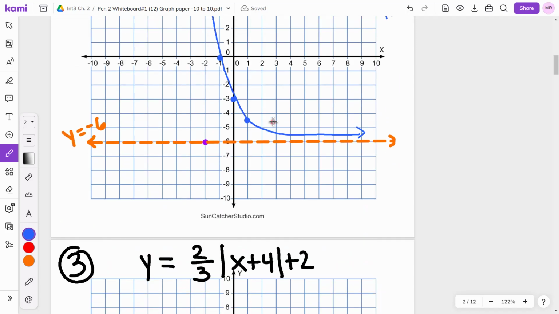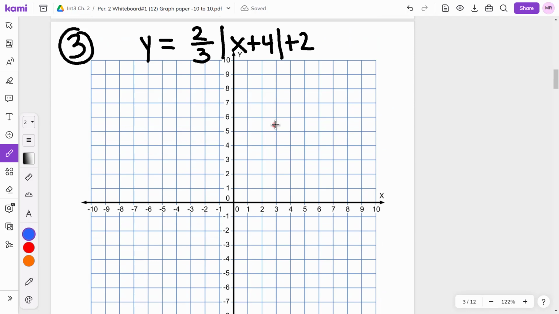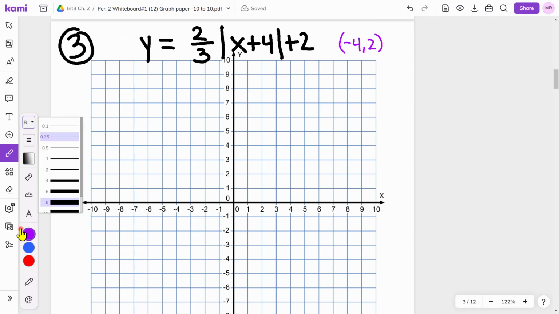Now I'm going to look at number 3. Number 3 is an absolute value graph. For the absolute value graph, let me first find my locator point, and my locator point is going to be -4, 2. So I'm going to go to -4, 2. That's going to be my locator point. Now, in this case, that's actually going to be the vertex. I'll write vertex. The vertex of my absolute value. So I'm going to go to -4, 2.